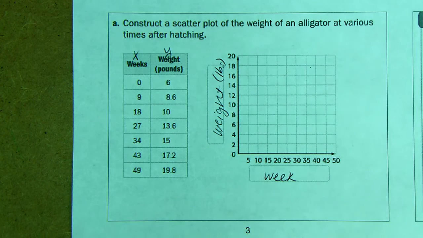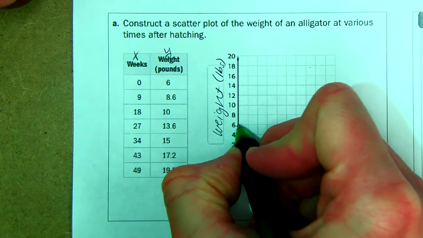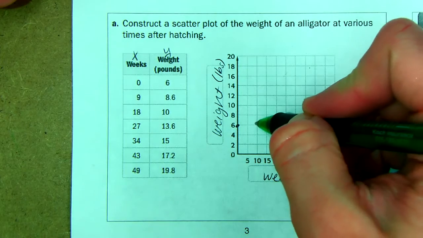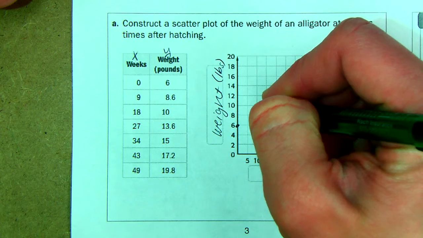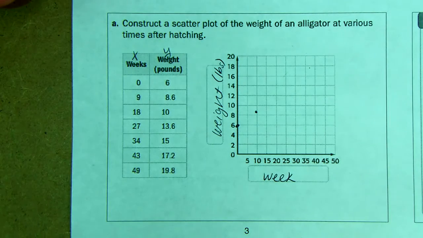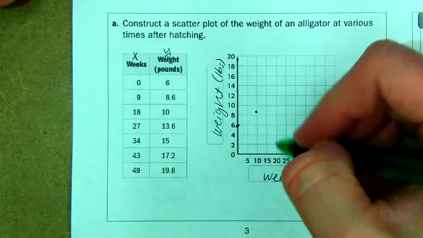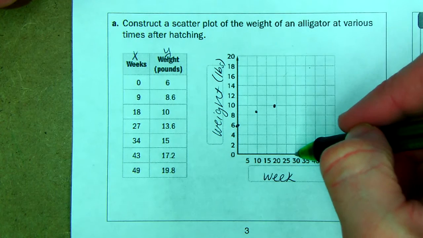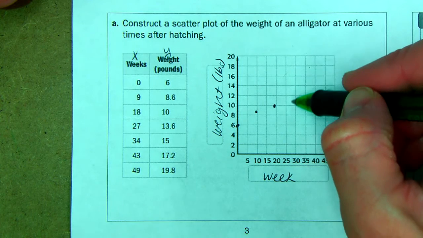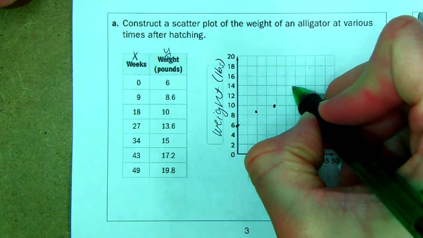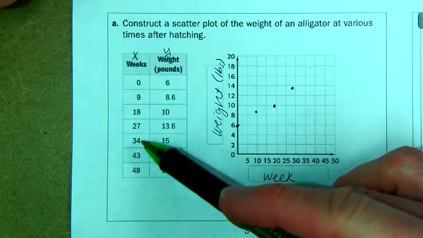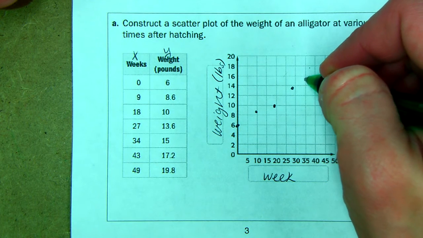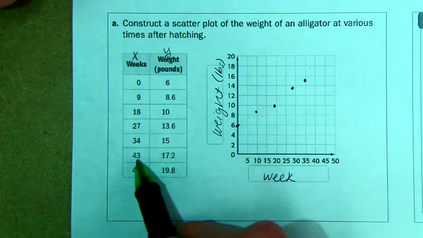9 weeks later, it was 8.6. So at 9 weeks, we've got 8.6. How about right there? You've got to do the best that you can. 18 is 10 pounds. So at 18 weeks, we are up to 10 pounds. 27 weeks, we are at 13.6. So I'm going to say about right there. 34 weeks, so just behind that, 15 pounds, right smack dab between 14 and 16. 43 weeks is at 17.2.